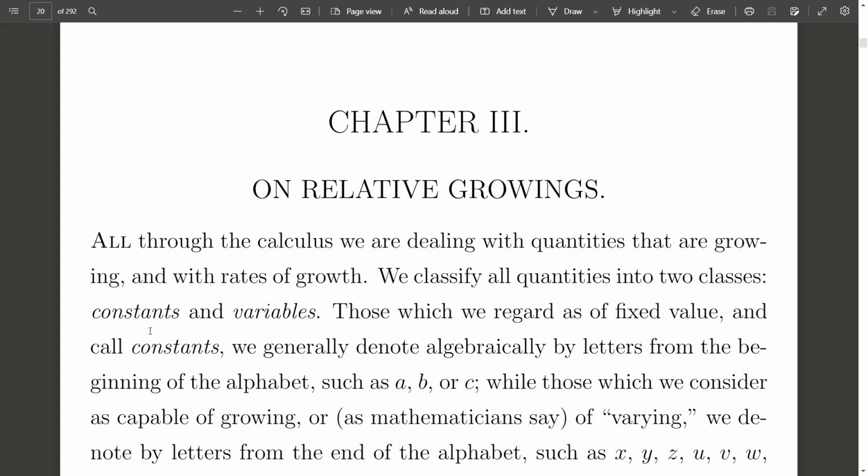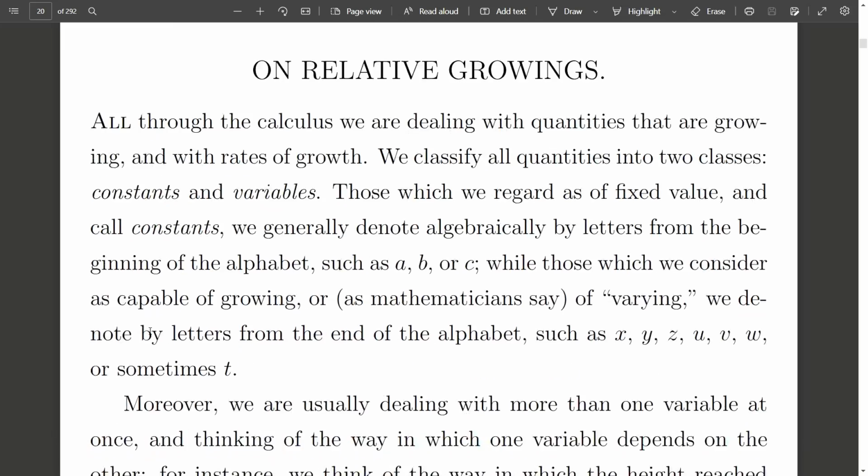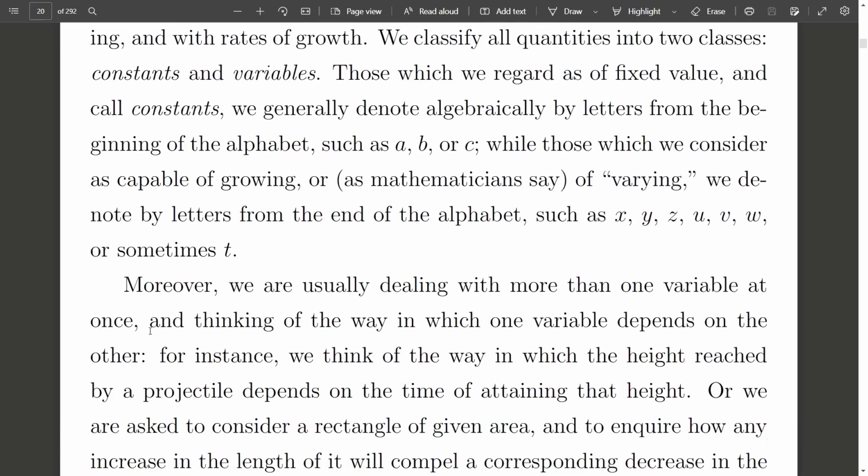Those which we regard as of fixed value and call constants we generally denote algebraically by letters from the beginning of the alphabet, such as A, B, or C, while those which we consider as capable of growing, or as mathematicians say, of varying, we denote by letters from the end of the alphabet, such as X, Y, Z, U, V, W, or sometimes T.